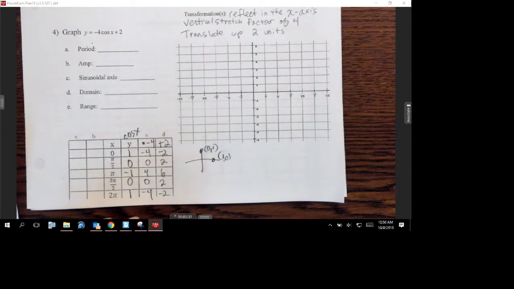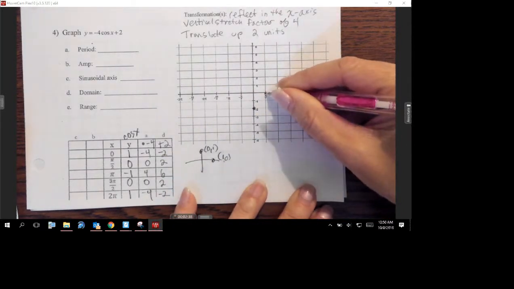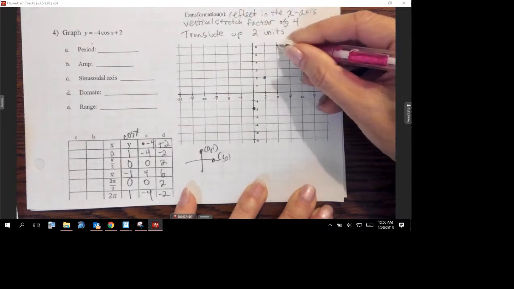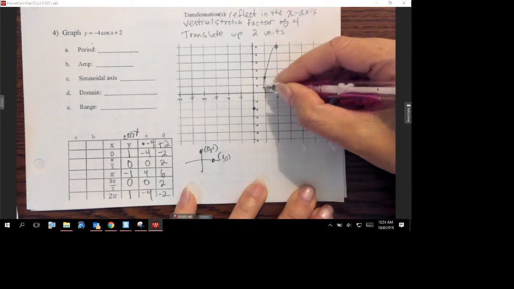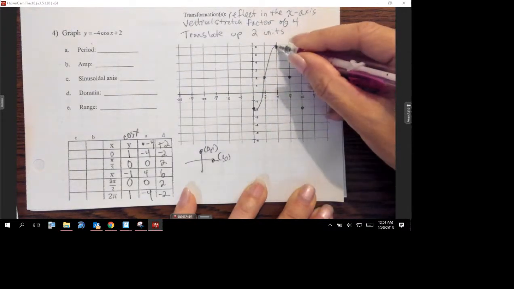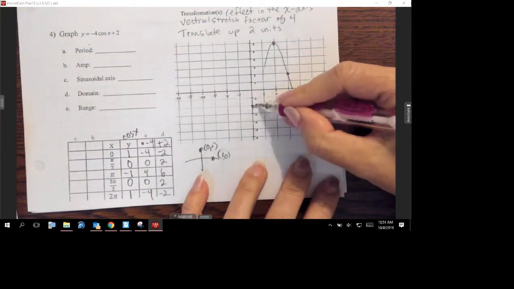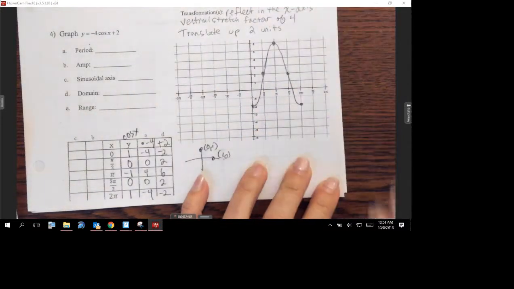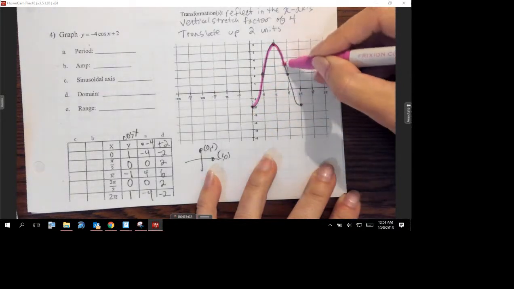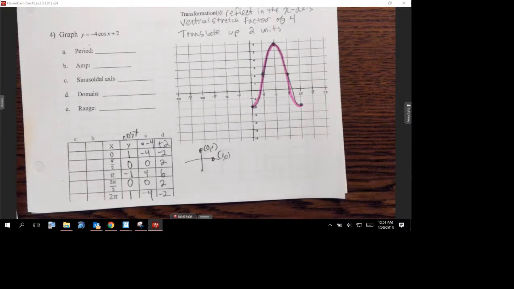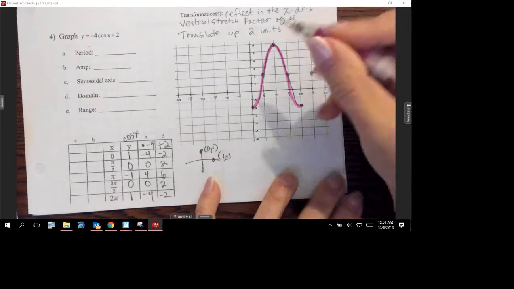You don't have to graph the parent function. You can, but you don't have to. When we connect it, smooth curve. That was not very smooth. That's one cycle, but you do need to follow that pattern and finish off the graph.